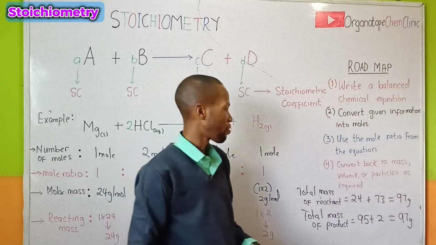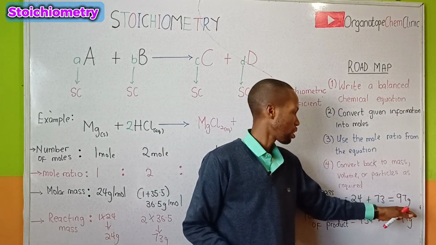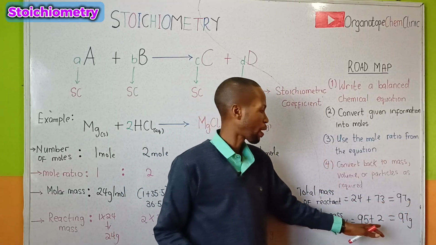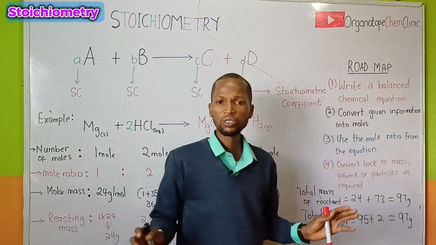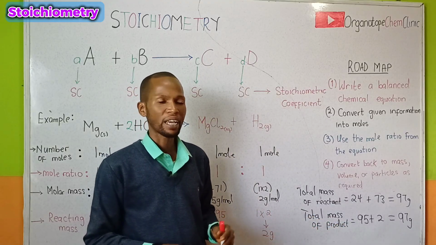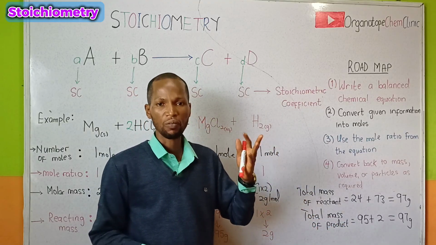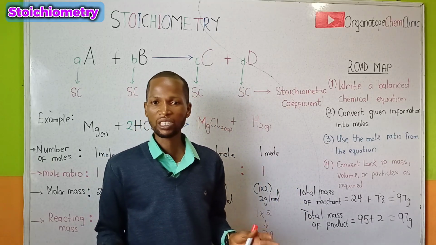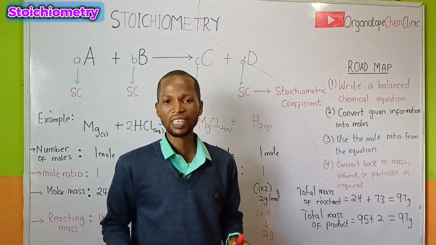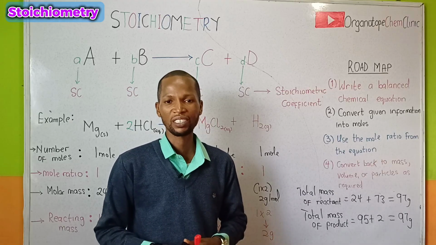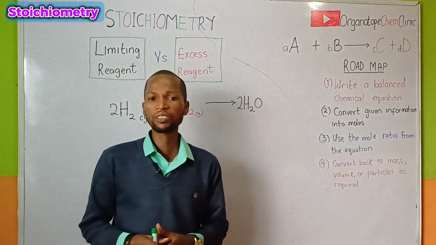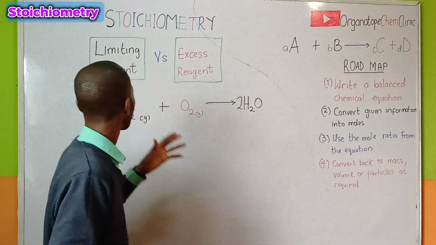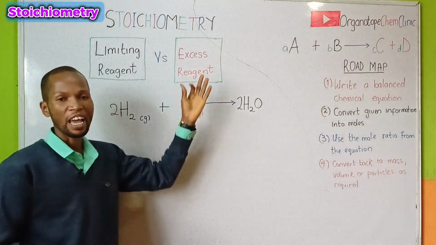So the total mass of the reactant particle is 97 grams, while the total mass of the product particle is also 97 grams. We can also check if the equation is correct by confirming if the total mass of the reactant is equal to the total mass of the product, which implies that the law of conservation of mass is obeyed. Make sense?